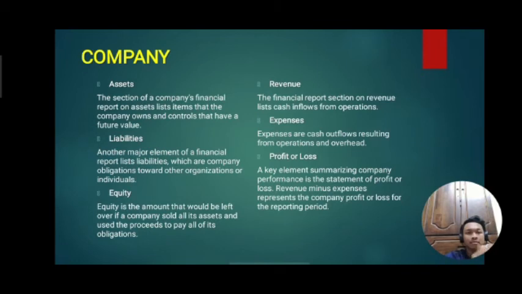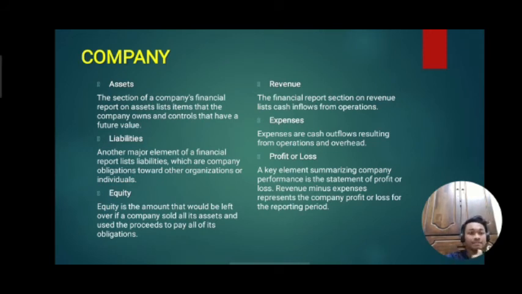The next one is liabilities. Another major element of a financial report lists the liabilities, which are company obligations toward other organizations or individuals. Next is equity. Equity is the amount that will be left over if a company sold all its assets and used the proceeds to pay all of its obligations. Revenue. The financial report section on revenue lists the cash inflows from operations, and the expenses are the cash outflows resulting from operation and overhead.